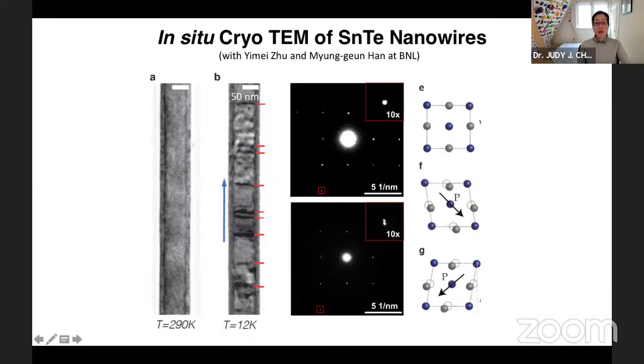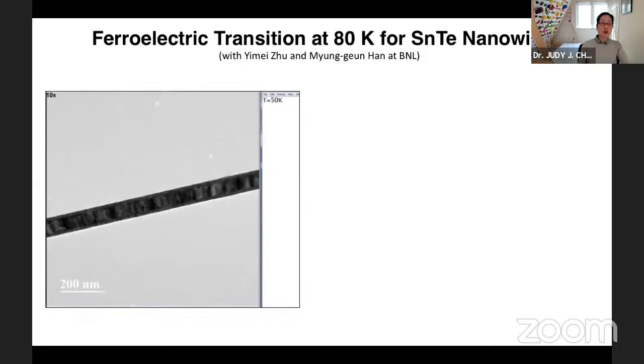When we take a diffraction pattern, this is a room temperature diffraction pattern. It's a cubic structure as we expect. At low temperature, what we see is that these single spots split into two. So here is that red box zoomed in, and you can see that the single spot split into two. And then there's a little bit of a distortion. So what that means is that the cubic structure at room temperature got distorted, and then there are two predominant domains.